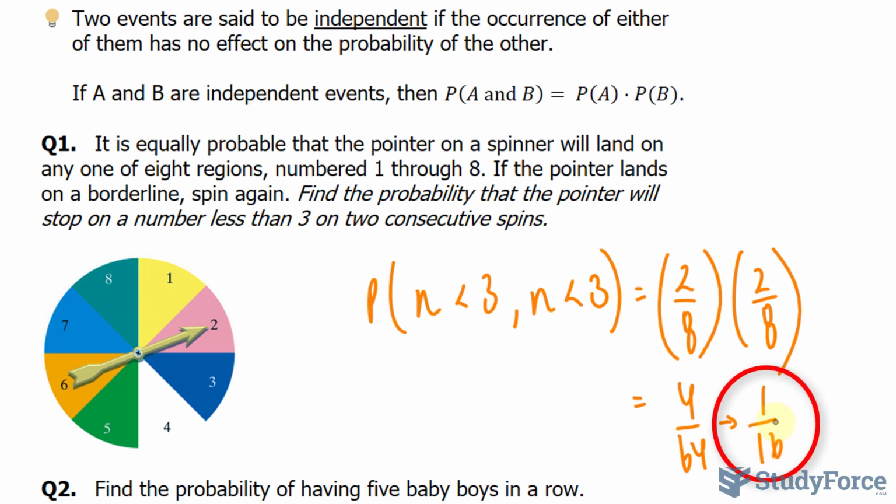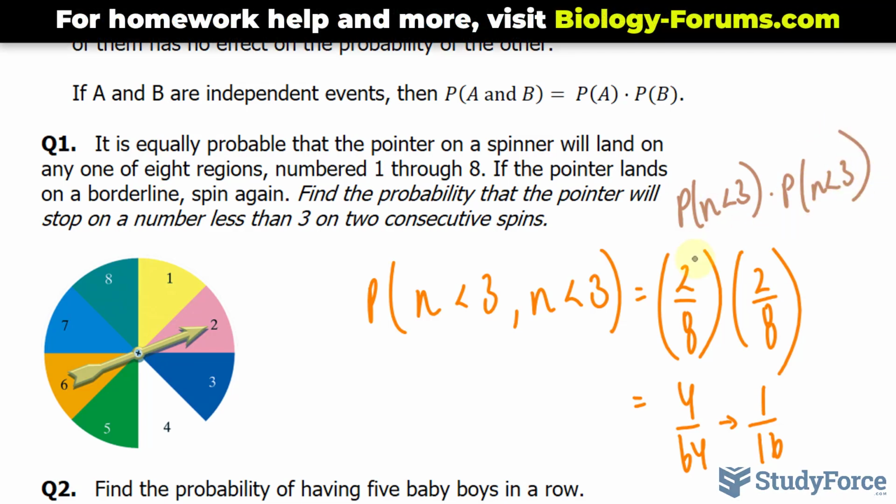So there's a 1 over 16 chance that in the first and second spin, you end up with a number that is less than 3. Another way you could have represented this part would be to say the probability of n being less than 3 times the probability of n being less than 3. So that's another way to represent what you have here. Let's move on to question 2.